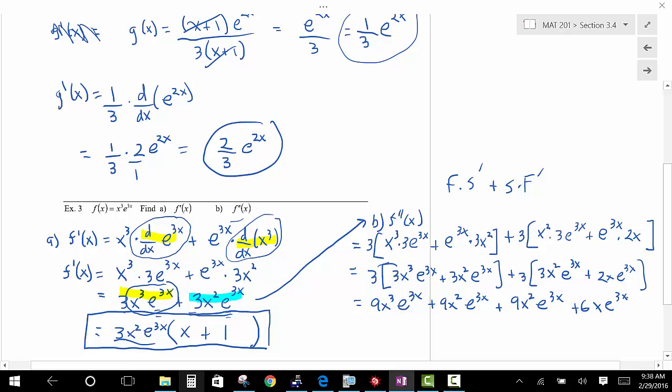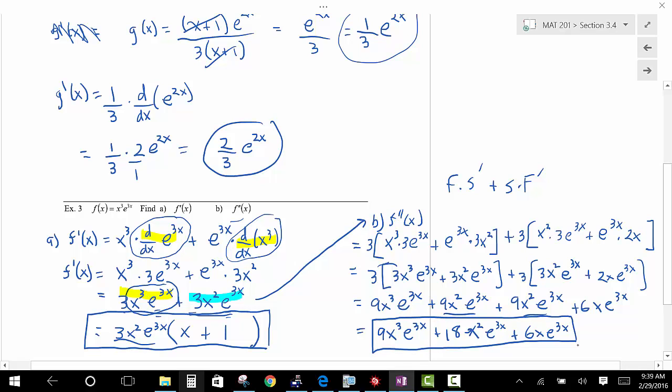Okay, I'm just doing that. Do you see any like terms? Is there anything that's exactly the same? Aren't these exactly the same? So that means you have 18 of those. And you could leave this in a non-factored form. You could say 9x to the third, e to the 3x, plus, that would now be 18, x to the second, e to the 3x, plus 6x, e to the 3x, like that. Okay? Now, you could stop there if you wanted to, or you could factor. There's a lot of things that could be factored out of that, so you can also do that.